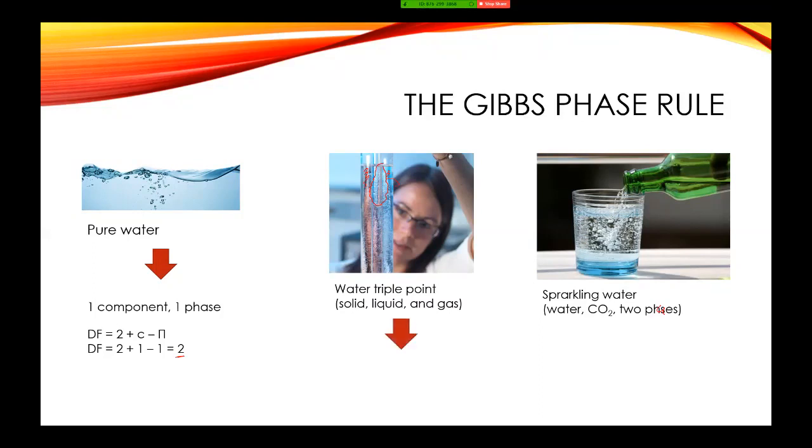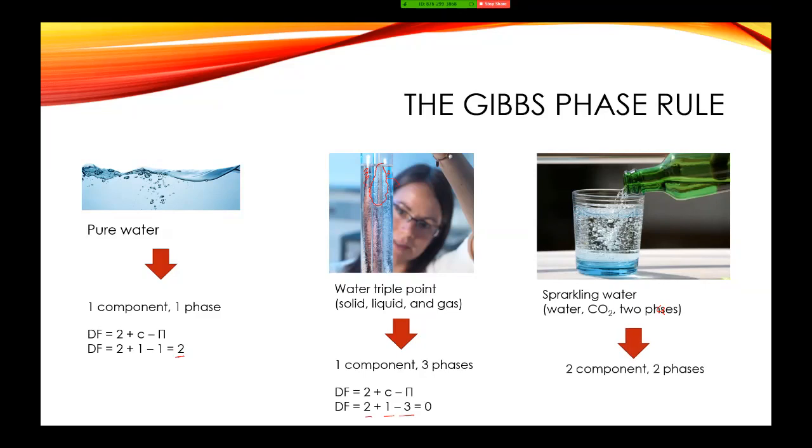For the water at the triple point, we have only 1 component, but we have 3 phases at the same time, right? So if we do the degrees of freedom calculation, we have 2 plus 1 component minus 3 phases, and we have 0 degrees of freedom. That means that there is only one point in the plot, or one point in the system where that happens, right? We saw on the phase diagram that it's only 1 point at one pressure and 1 temperature. You can't obtain a triple point outside of that particular temperature and pressure. Okay, so that's why it has 0 degrees of freedom. It's a fixed point.